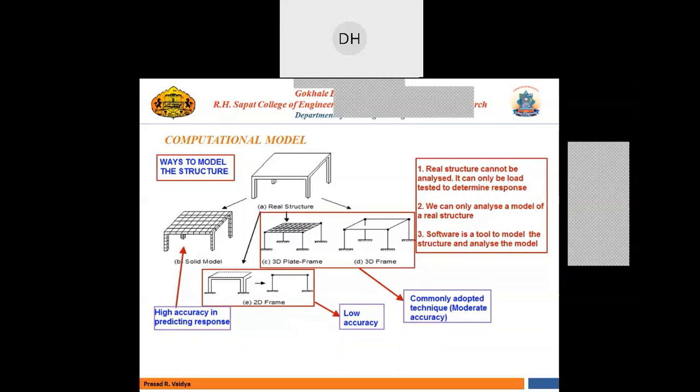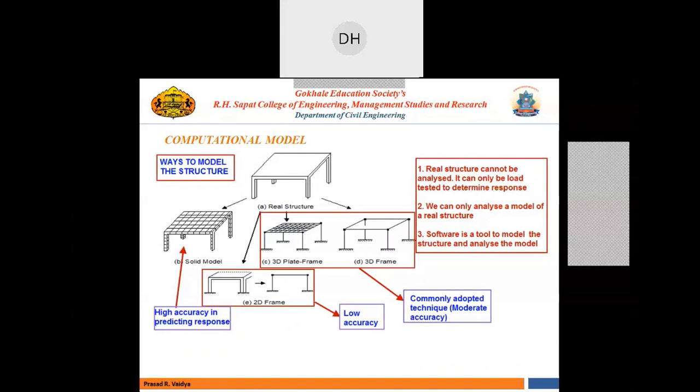So that's why we need a tool to model, meaning to predict the behavior of the real structure, and that's why we are going for modeling, right? So we can only analyze the model of the real structure. We cannot analyze the real structure, but we can analyze the model of the real structure, right? So a model is nothing but the simulation of your actual structure. Whatever elements are there in the structure, you will try to simulate with the help of preparing a full three-dimensional model, and that is called a model of the structure.